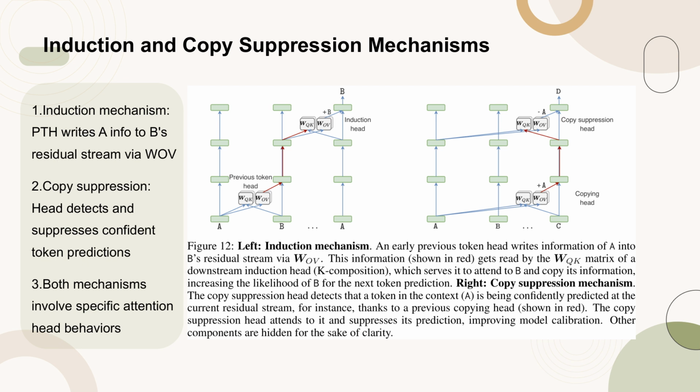On the right, the copy suppression mechanism demonstrates how a copy suppression head detects and suppresses the prediction of a token that is confidently predicted in the current residual stream, thereby improving model calibration. These mechanisms highlight specific behaviors of attention heads that are crucial for the model's performance and calibration.